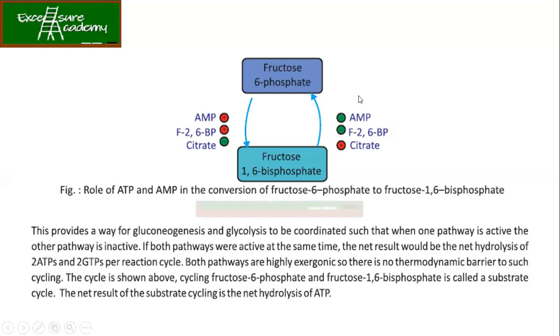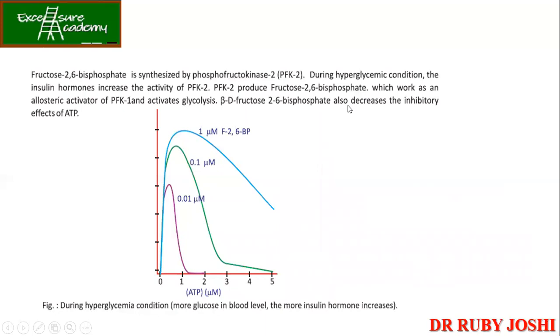Yes, ma'am. Okay. Now, fructose 2,6-bisphosphate is synthesized by phosphofructokinase 2. Now look a little deeper here, okay? What were we discussing until now? Fructose 1,6-bisphosphate and PFK1. Now this is fructose 2,6-bisphosphate and it is phosphofructokinase 2. Okay? This is a slightly different enzyme.